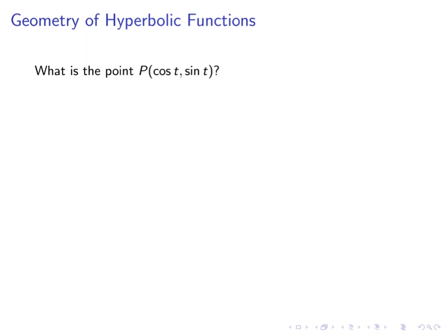What is the point? Okay, so what is the point P? If I have t as just some number, right? What is the point cosine t, sine t? If I take the point that has those two coordinates, what does that point represent? Does anyone know?